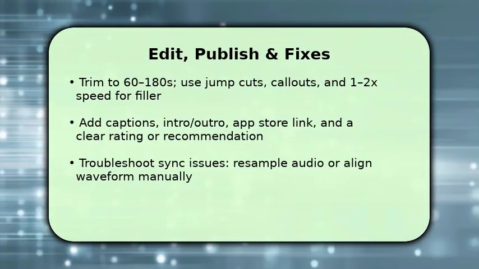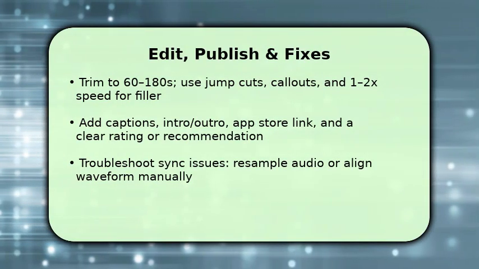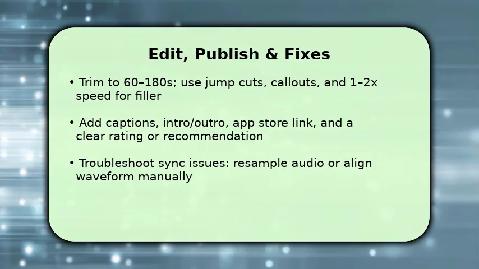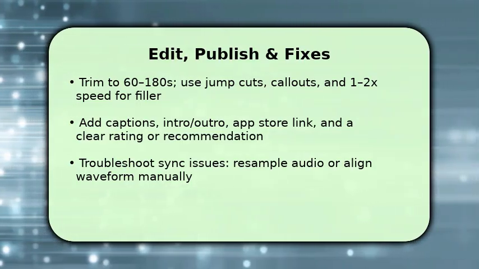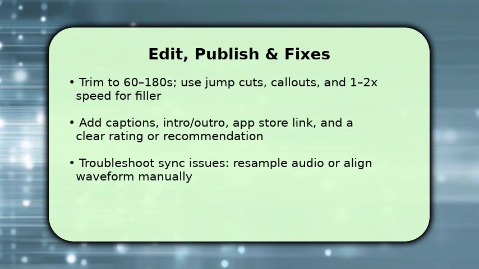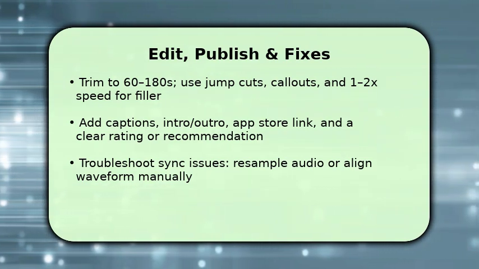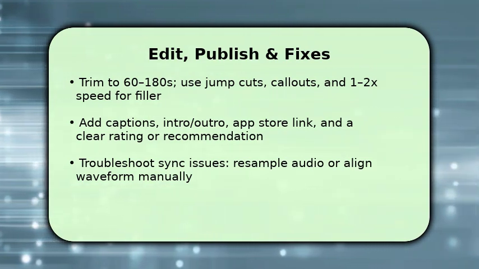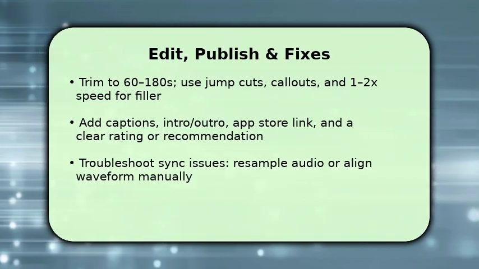Finish by assembling a concise edit. Trim to the strongest 60-180 second review, use jump cuts and 1-2x speed on slow bits, and add callouts for key features so viewers scan quickly. Then add captions, a short intro/outro, and a visible App Store link plus your final verdict.